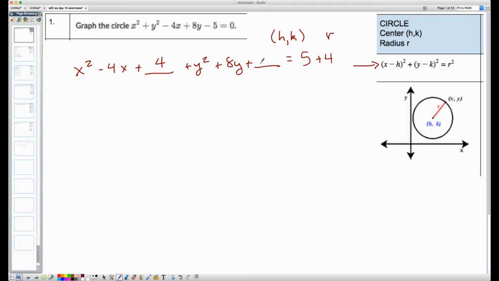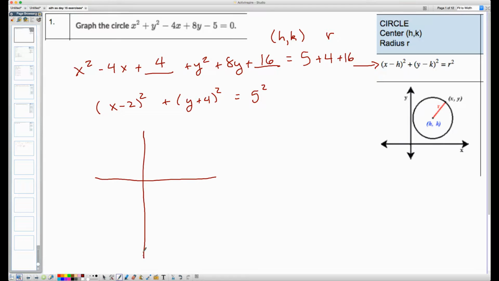Take half of 8, which is 4, and square it. This will give me a perfect square. It's 16 to both sides of the equation. So my left side of the equation becomes (x minus 2) squared plus (y plus 4) squared is equal to 5 squared, where 5 is my radius. So I can graph this. I'll sketch a graph here. I go 2 and negative 4, and I have to go up 5, and it looks something like this.